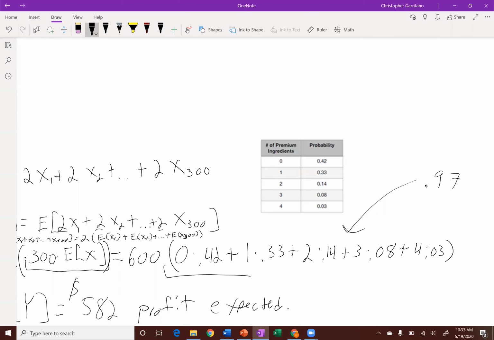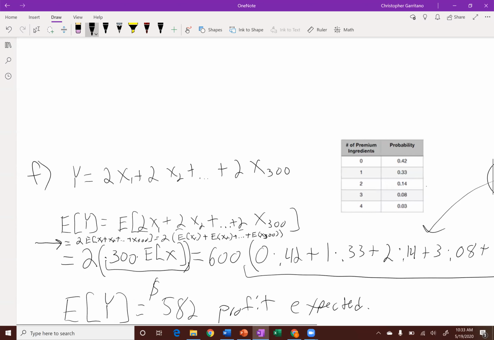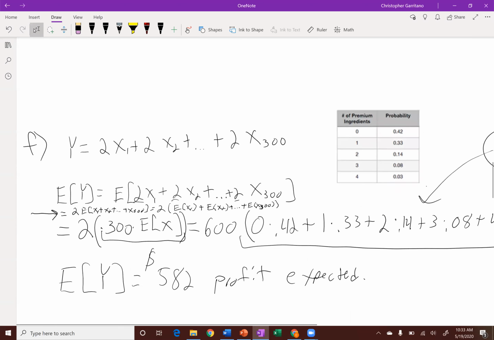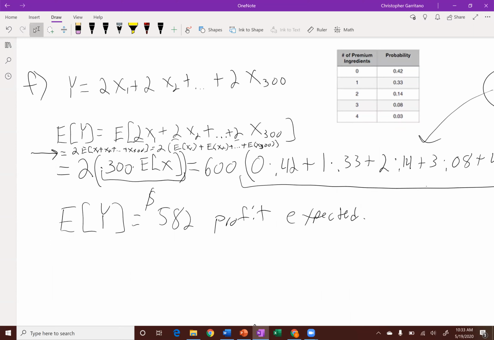Here I go into detail about how to calculate the expected value, but remember we were already given that number. Mean and expected value are synonymous. So we end up with 600 times 0.97. So finally, the expected value of y is $582 of profit expected. Always include that context.